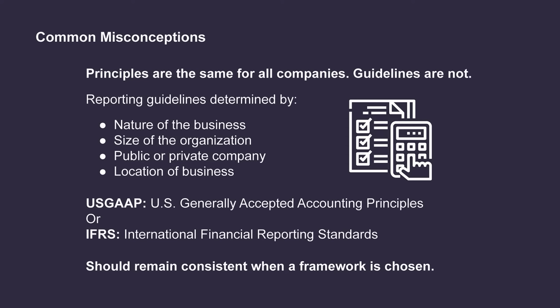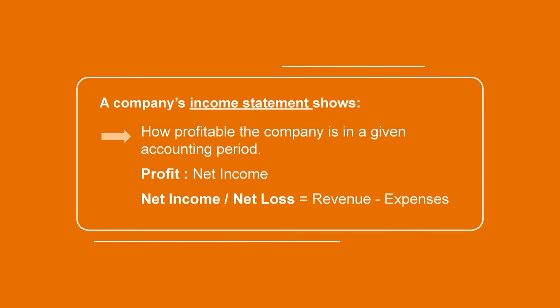Let's run through an overview of each of the principal financial statements that are prepared as part of the financial reporting process. The first financial statement to be prepared is the income statement. In order to keep the lights on, a business must ultimately generate profit, and the income statement is where users can determine how profitable the company was in a particular accounting period.